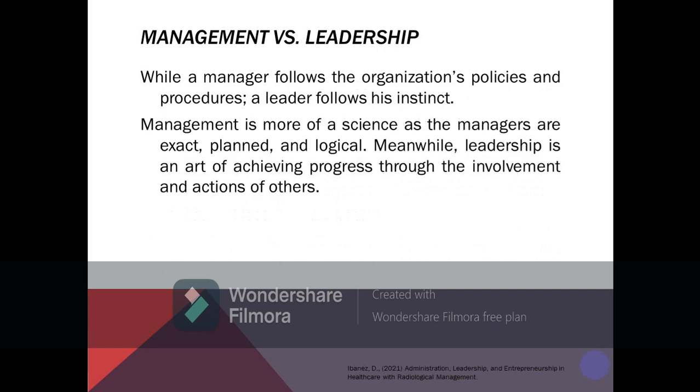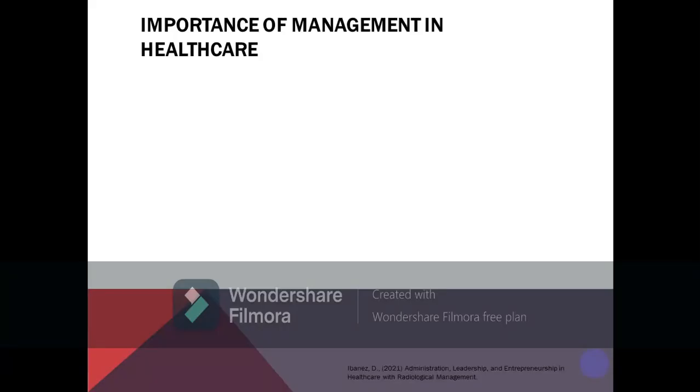While management follows the organization's policies and procedures, a leader follows his instinct. Management is more of a science, as managers are exact, planned, and logical. Meanwhile, leadership is an art of achieving progress through the involvement and actions of others. Importance of management in healthcare.